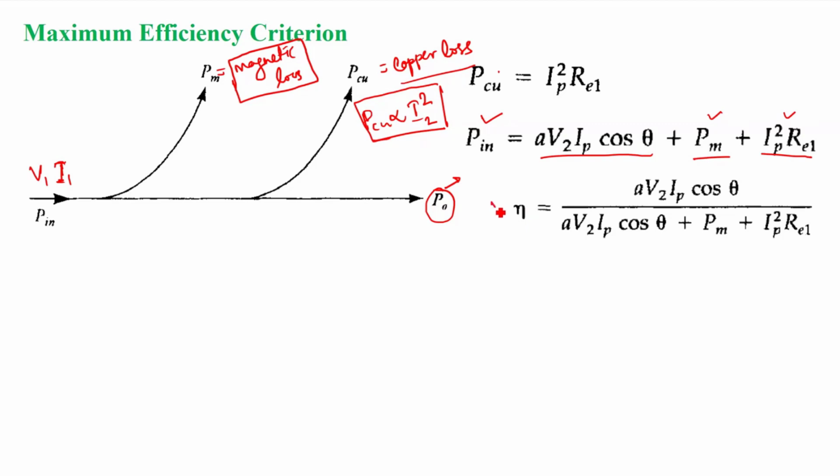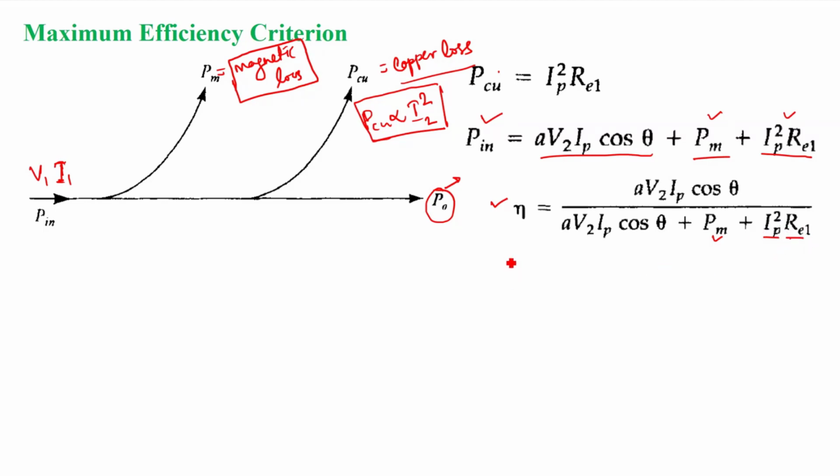So now if we write the equation for efficiency, it will be output by input. So that will give me AV2 IP cos theta divided by AV2 IP cos theta plus PM, PM is your magnetic loss, plus IP square RE1. So we are calculating this efficiency considering the circuit is referred to the primary side, because we are considering RE1 here and IP as the load current, right? So IP square RE1.